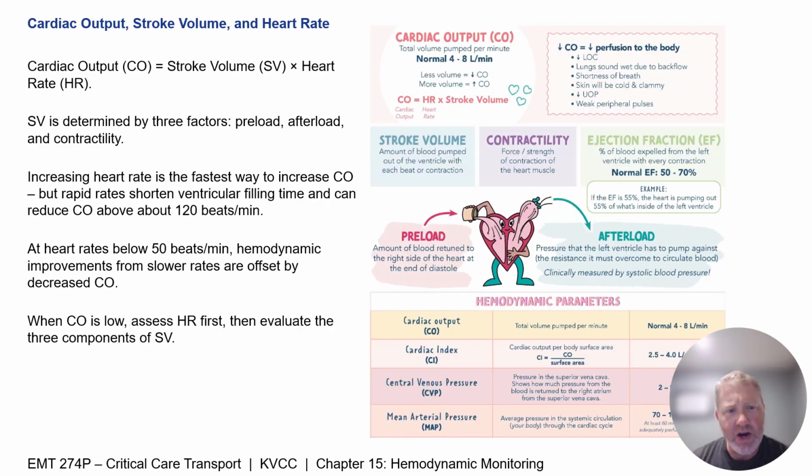Moving on to cardiac output, stroke volume, and heart rate. Cardiac output is determined by the stroke volume times the heart rate. Stroke volume itself depends on preload, afterload, and contractility of the heart. An increase in heart rate can increase cardiac output only up to a point. Beyond that point, filling time becomes too short and stroke volume begins to actually fall. Bradycardia can also reduce output by decreasing the number of forward flow events per minute.